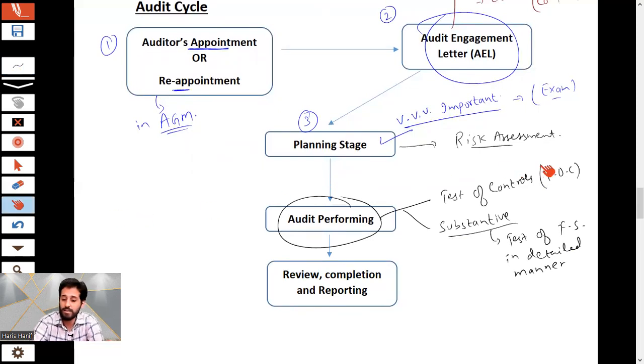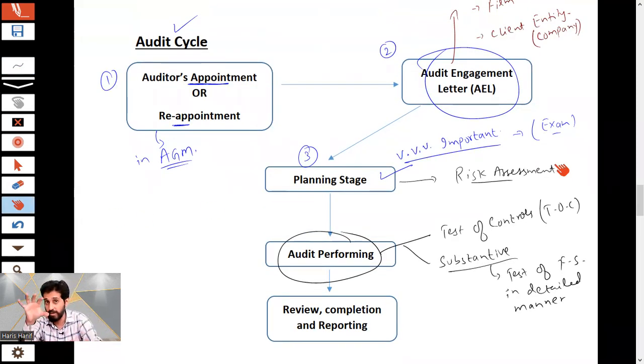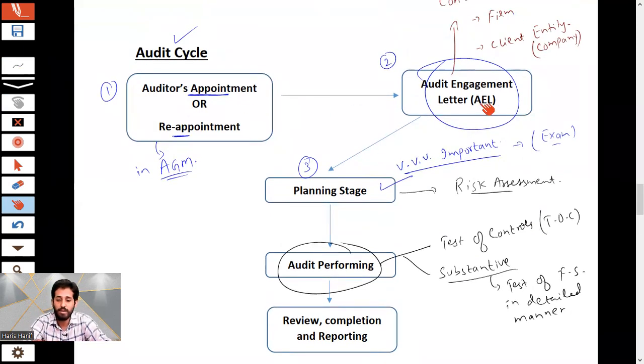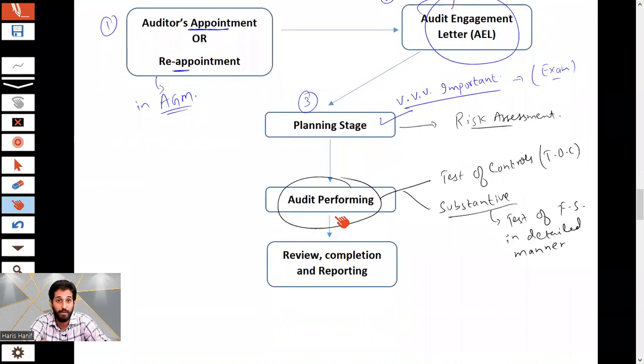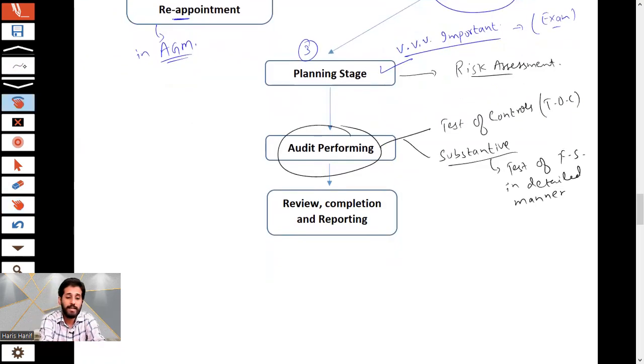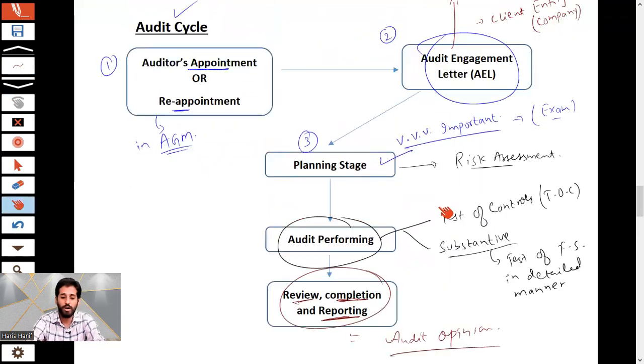Again, I'm saying that this is just the glimpse of the audit. Obviously, it is not the topic. It is the introduction, just like refreshing your audit memory. Okay. So auditor appointed, audit engagement letter, planning stage, performing stage, and then review, completion and reporting. Review, completion and reporting, like your audit report and then audit opinion. So this is basically your audit cycle.